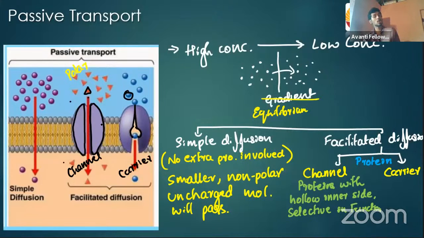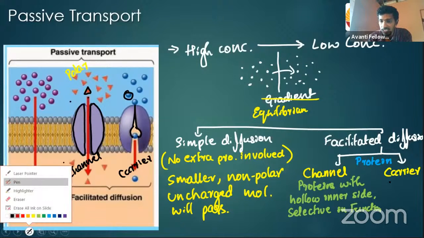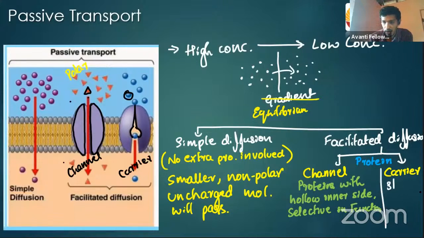The channel will not go for any structural differentiation or structural modification, but the carrier molecule will go for some structural modification, and that is how they transfer certain molecules. The difference is, I will write it down, one second. Structural modification: by structural modification, they will transfer from one side to the other side.